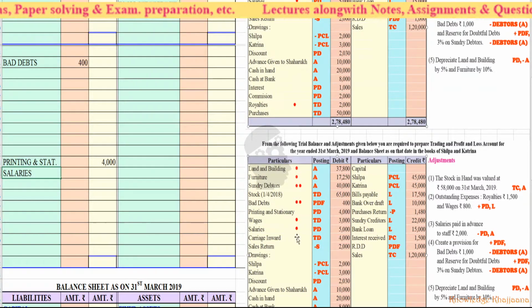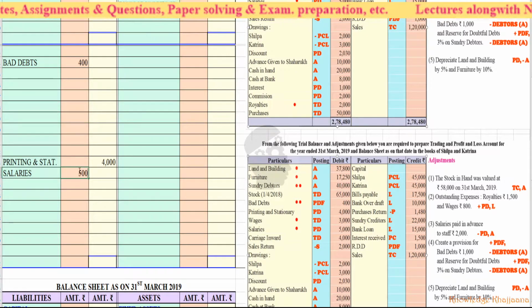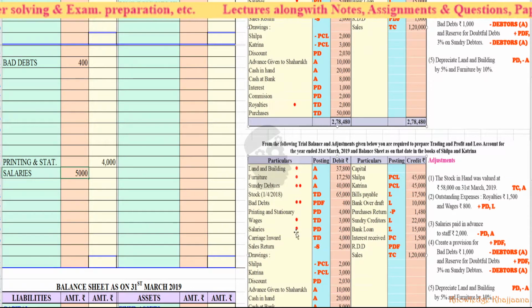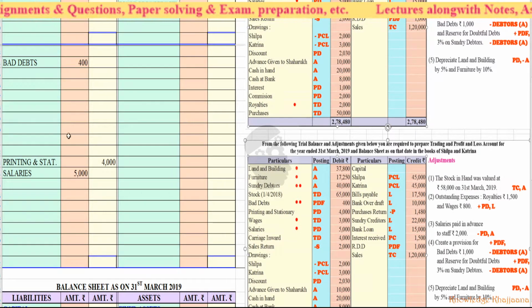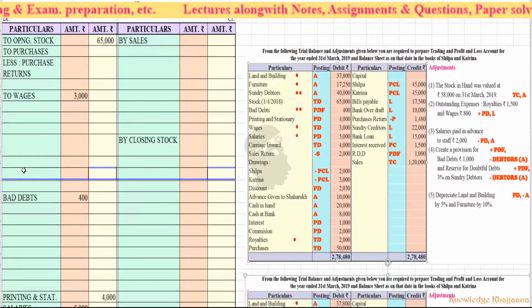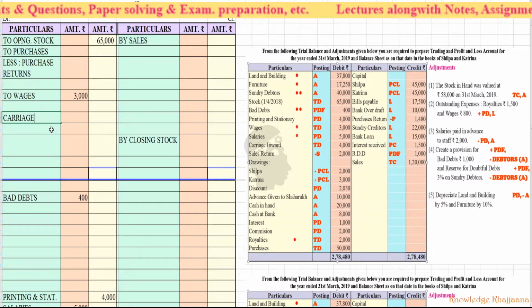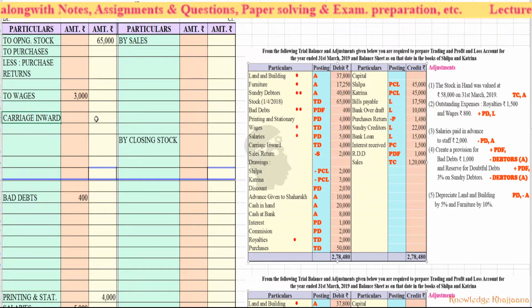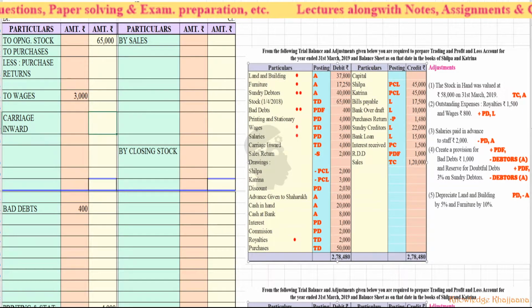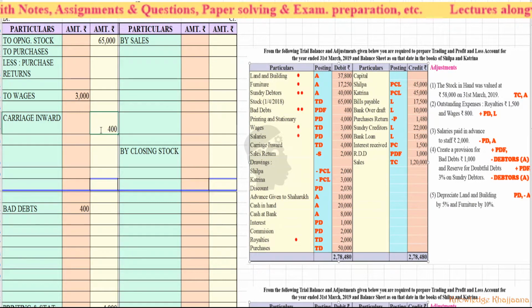There is an adjustment on salaries. Okay, so we'll write the salaries rupees 5,000 in the inner column. As there is one adjustment, we will write in the inner column. Then carriage inward. Carriage inward is trading account debit side, rupees 4,000. No adjustment. Carriage inward, how much? Rupees 4,000. No adjustment, right? Carriage inwards rupees 4,000.